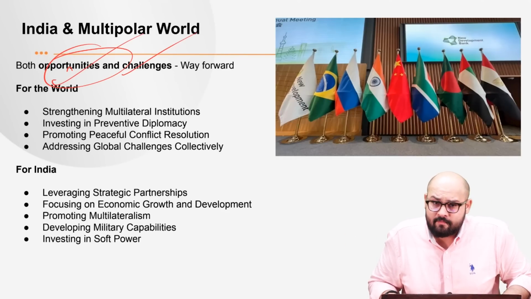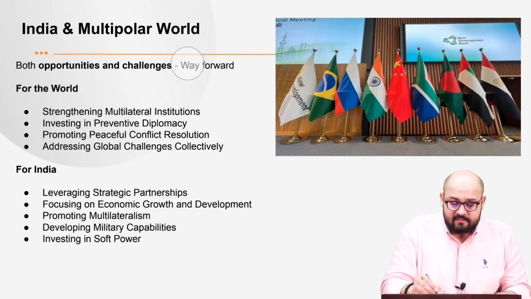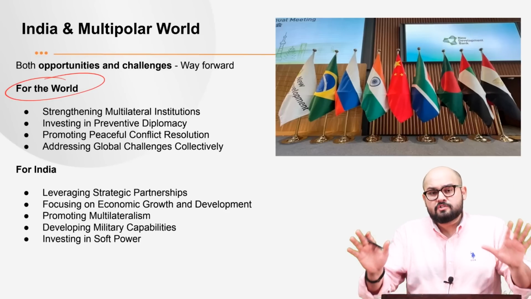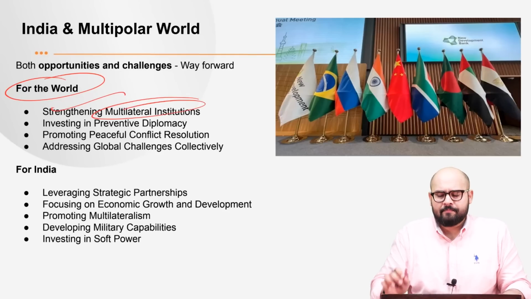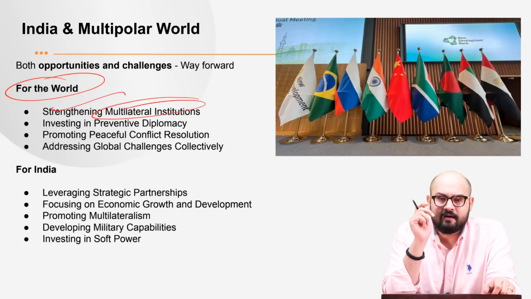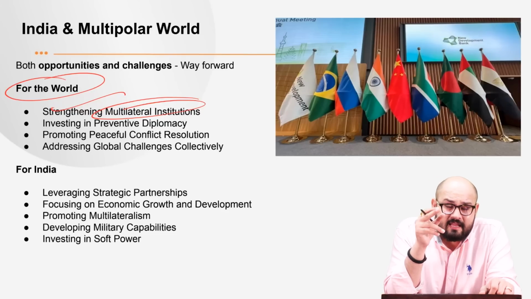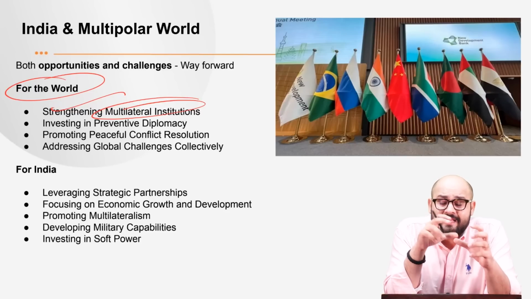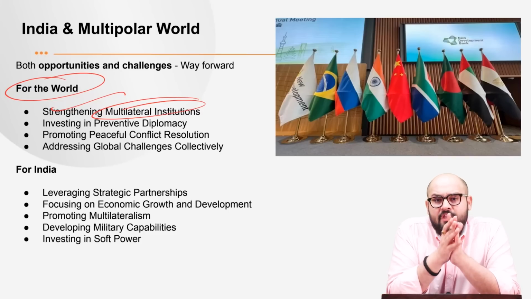Now, what should be the way forward? See, we can analyze this way forward on two fronts. First is for the world: what the world should be doing collectively. Strengthening multilateral institutions. The most important way forward is that there is a need to strengthen these multilateral institutions. By strengthening, I mean to say that there is also a need to restructure them, to make adequate changes in the structure and functioning of these bodies.